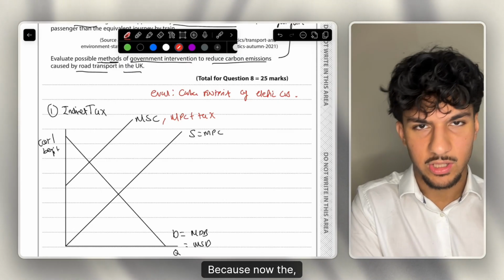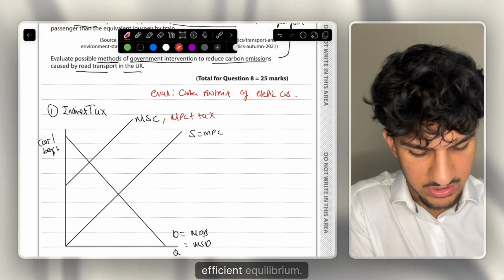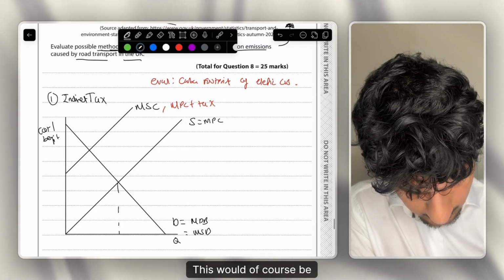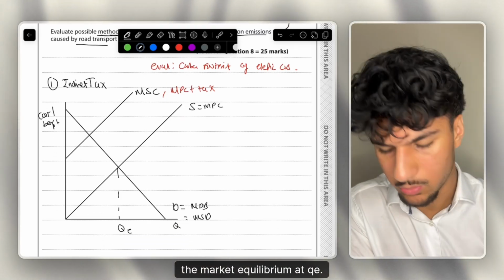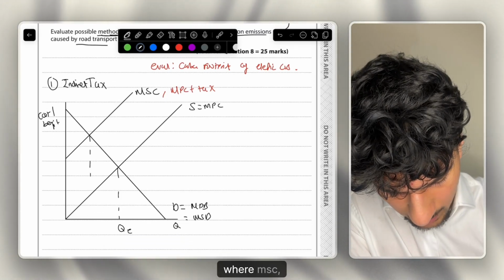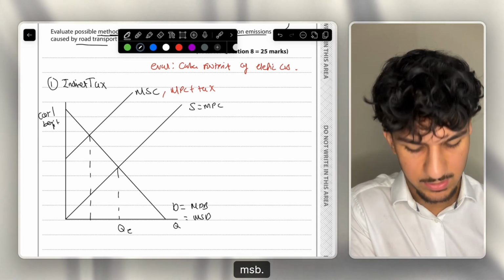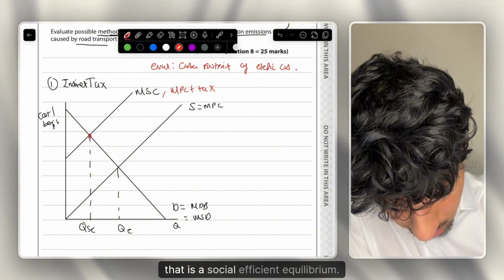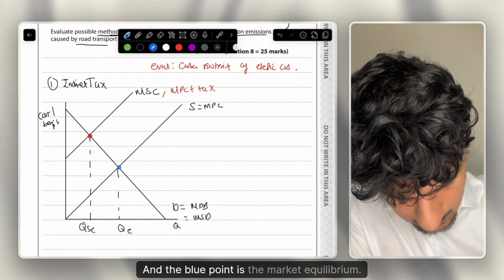Why? Because now the producers are operating at a socially efficient equilibrium. Let's label that on. So what would this equilibrium be? This would of course be the market equilibrium at QE, and then we have where MSC intersects MSB. This is now the socially efficient equilibrium at this point, which is just to label on. That is a socially efficient equilibrium, and the blue point is the market equilibrium.